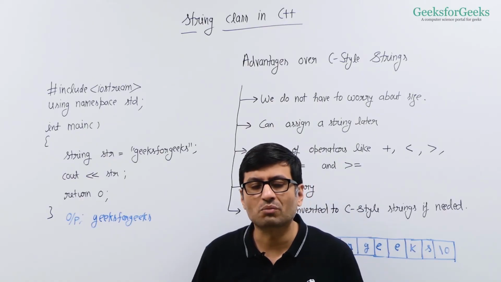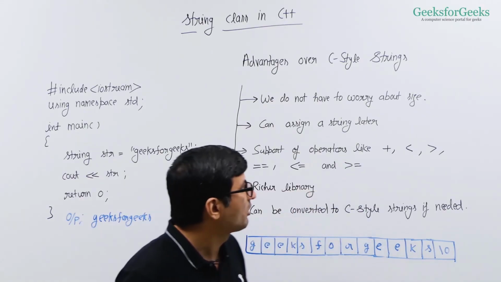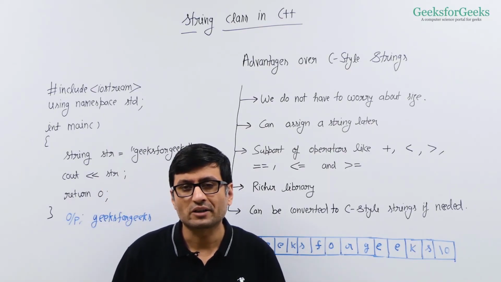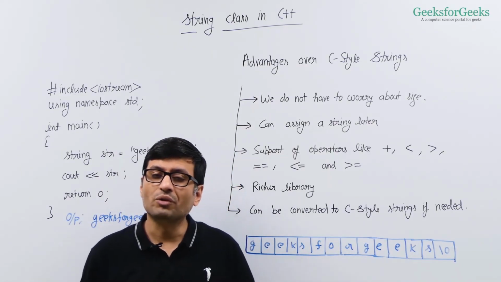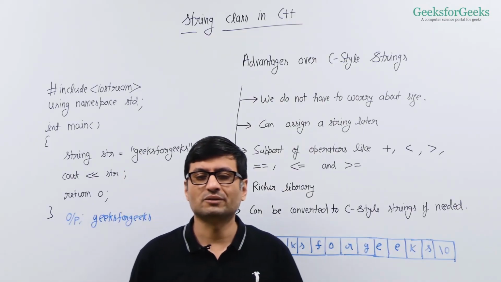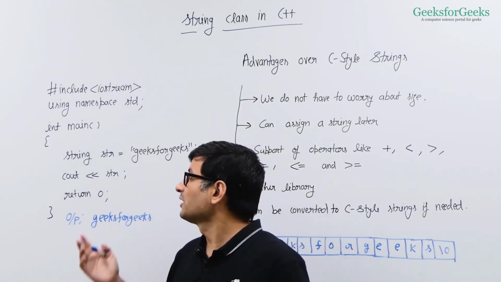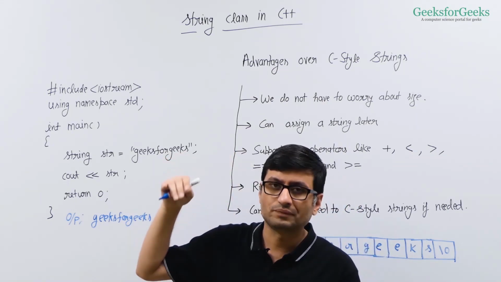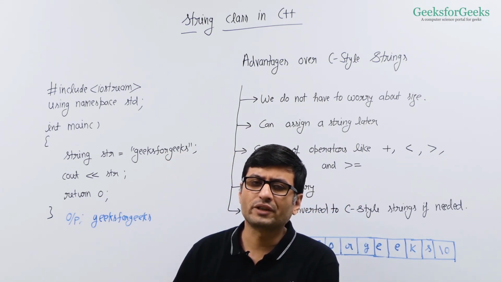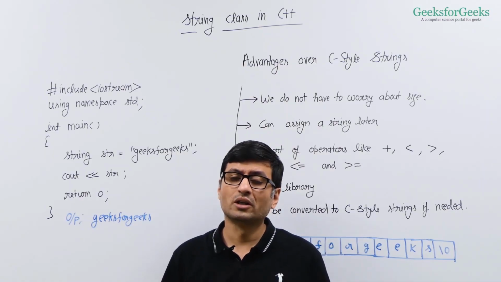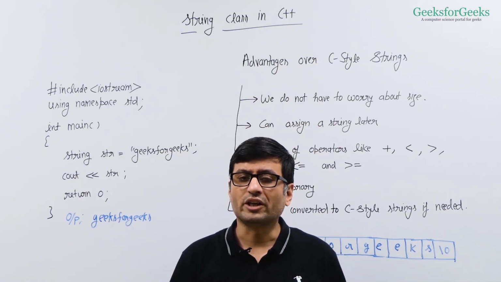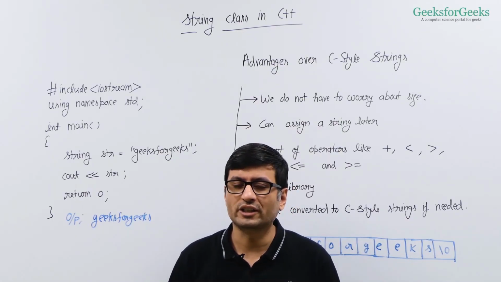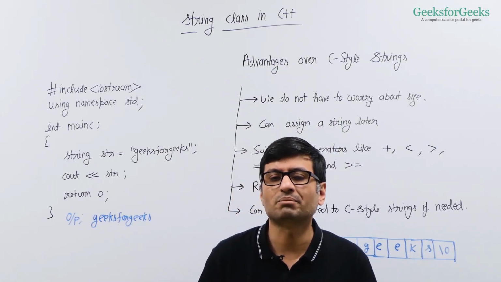We are going to talk about more examples. Before we talk about more examples, let's talk about the advantages of C++ style strings. The first advantage is we do not have to worry about the size of the string. You create a string, you can add more characters at the end of it. You can append another string at the end of it. You do not have to worry about deleting the old array, creating a newer array of bigger size, and then copying the elements. All that is internally taken care of by the compiler.